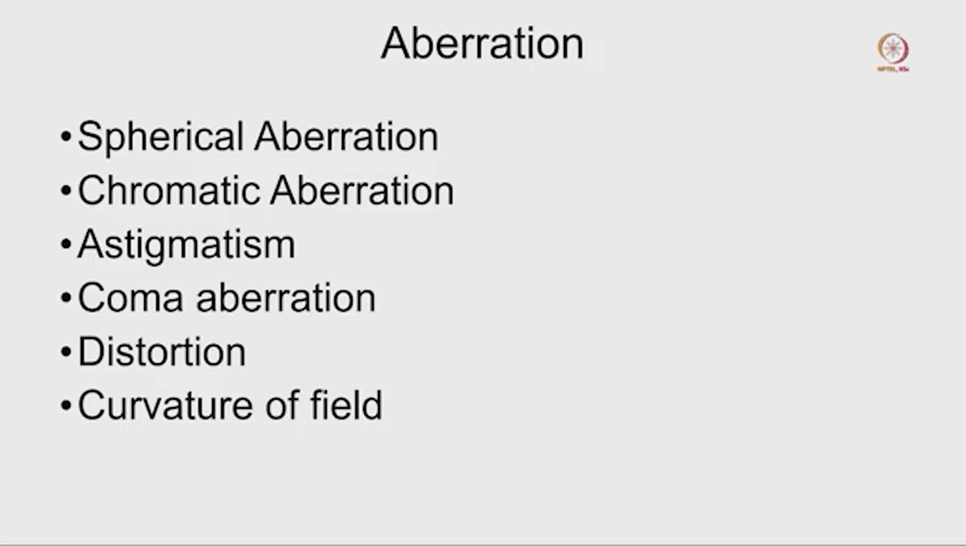Also we started discussing the different types of aberration: spherical aberration, chromatic aberration, astigmatism, coma aberration, distortion, and curvature of the field. Last class I only discussed chromatic aberration, and how it happens, especially for a light microscope.